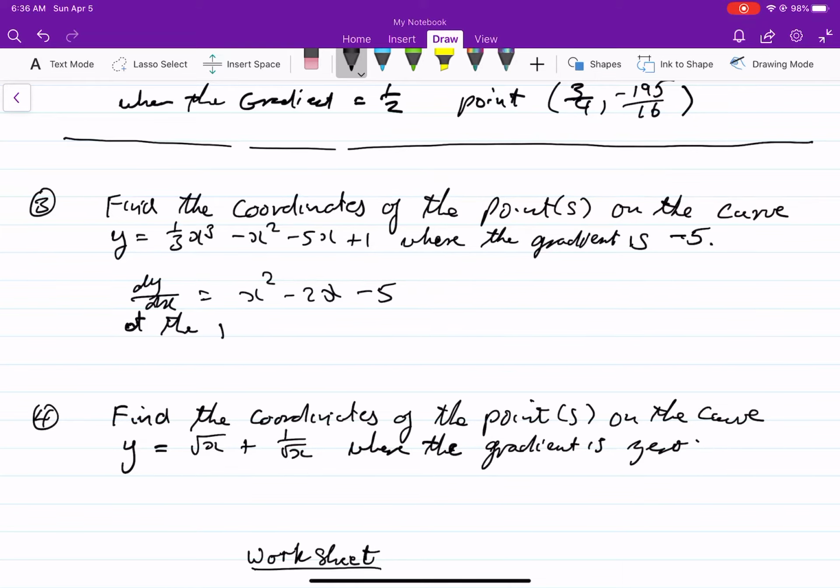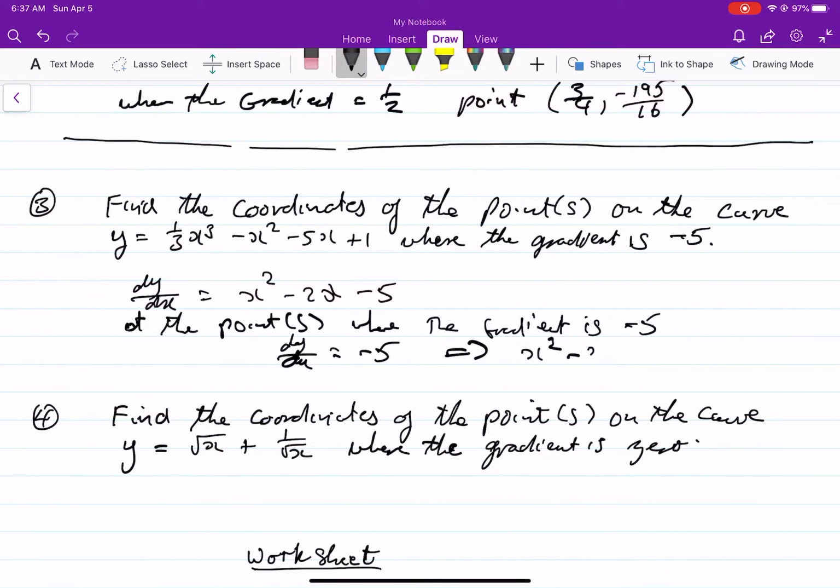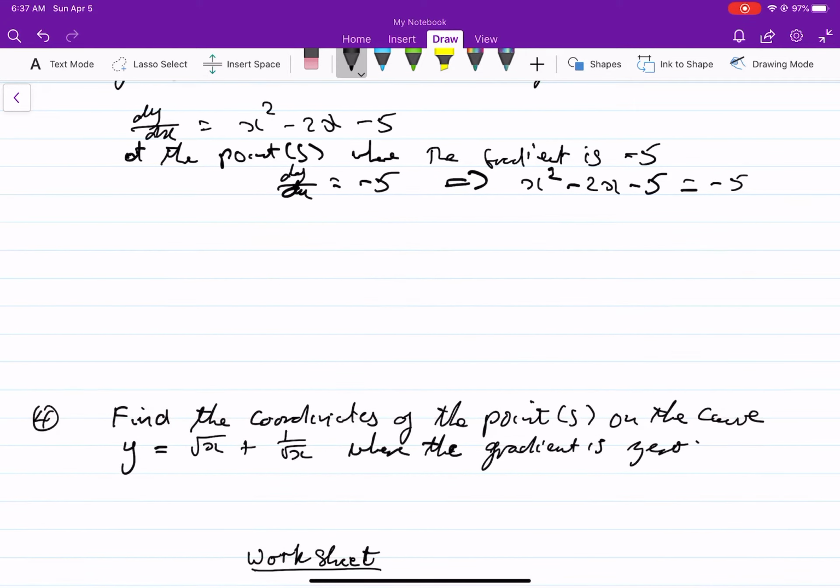At the point or points where the gradient is -5, we equate dy/dx to that -5. Equate dy/dx to the specific value of gradient. And therefore, dy/dx, which is x squared minus 2x minus 5, is equal to -5. If we tidy this up, throw the -5 over on the other side, we get x squared minus 2x is equal to 0. Factorize x into x(x minus 2) is equal to 0. x is equal to 0. x is equal to 2.